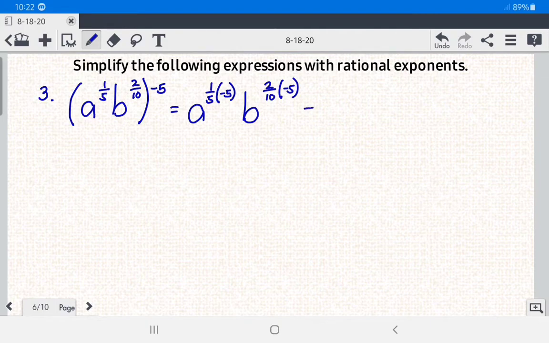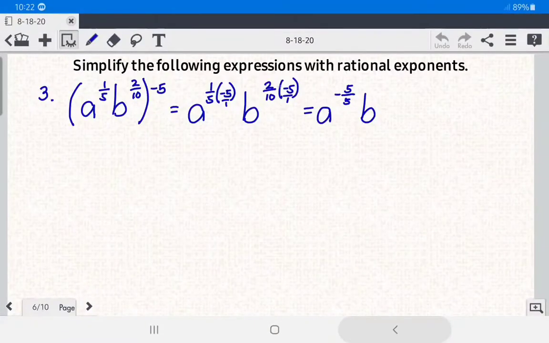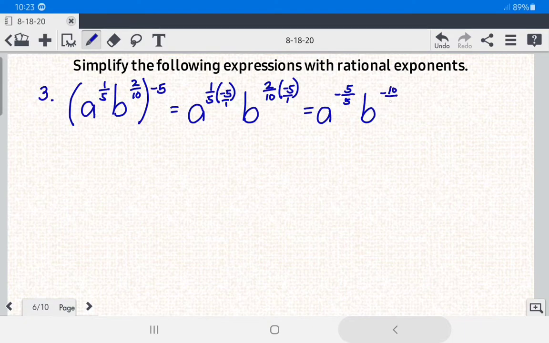Okay. So, we have here, denominator of this is 1, right? So, we have a raised to 1 times negative 5, we have negative 5 over 5 times 1, we have 5. Okay? Then b. So, denominator is 1. So, multiply the numerators. So, we have 2 times negative 5. This is negative 10. Okay? Then, over 10 times 1, we have 10. Then, here, the final answer is a raised to negative 1, b raised to negative 1.